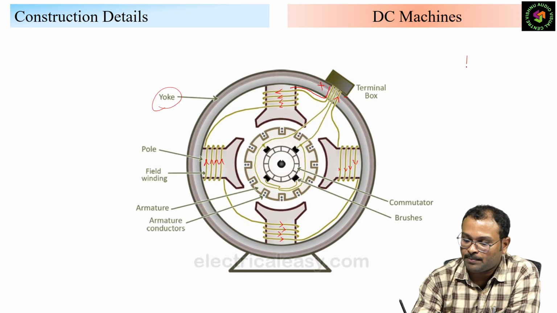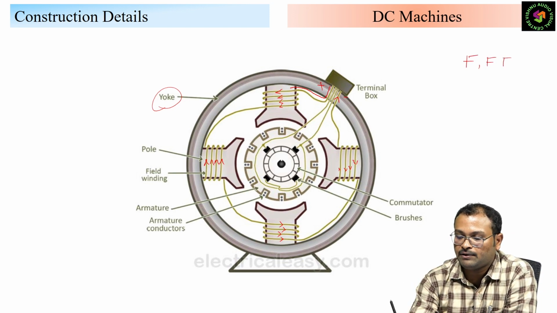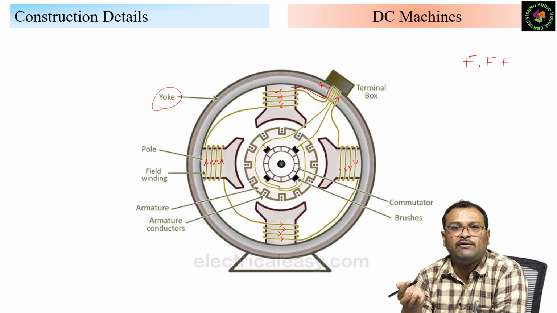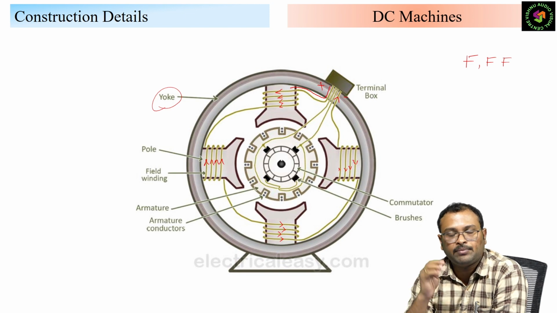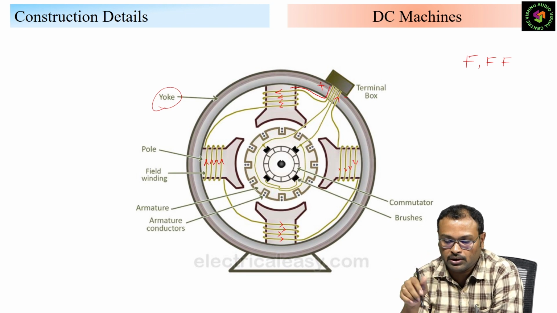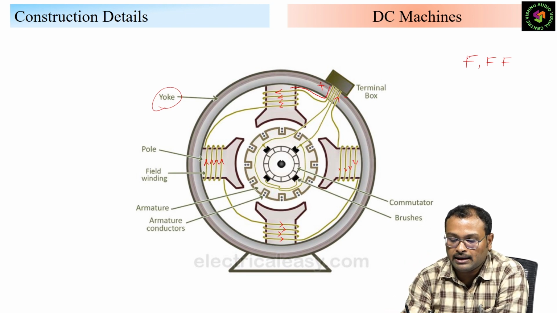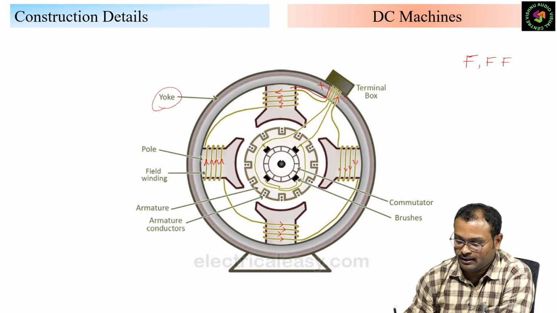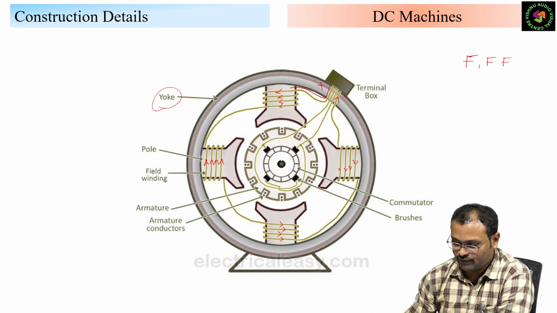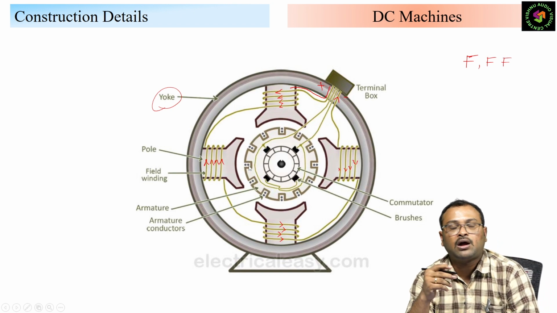So the field winding generally will be represented with F and FF. In this field winding also two types are there, shunt type and we also have series type. Here we are going with the basic construction only, so I am not going in depth. So we are taking the field winding as F and FF. Here, you see how this is fielding.